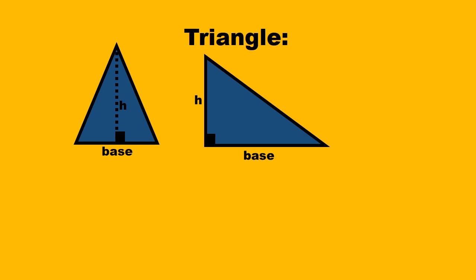Please take note that sometimes the height lies outside of the triangle. In your textbook, there's a very good example of that, where the triangle's a little bit skewed. So the base still meets the height at a 90-degree angle, but the height sometimes lies outside the triangle. It's not always on top of or on the triangle.